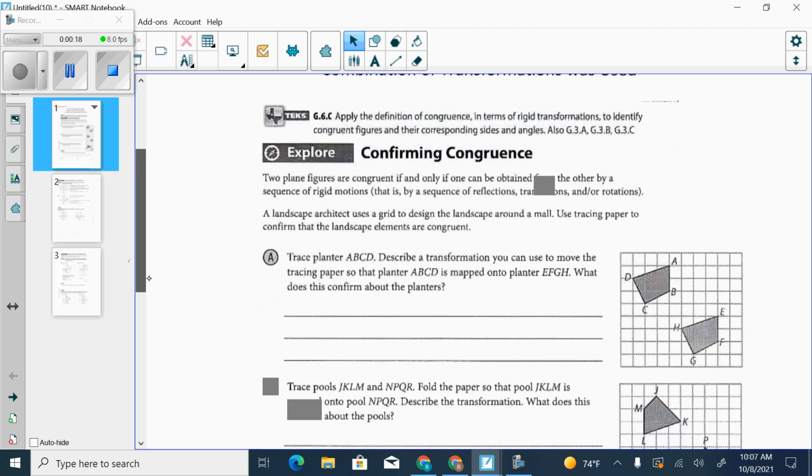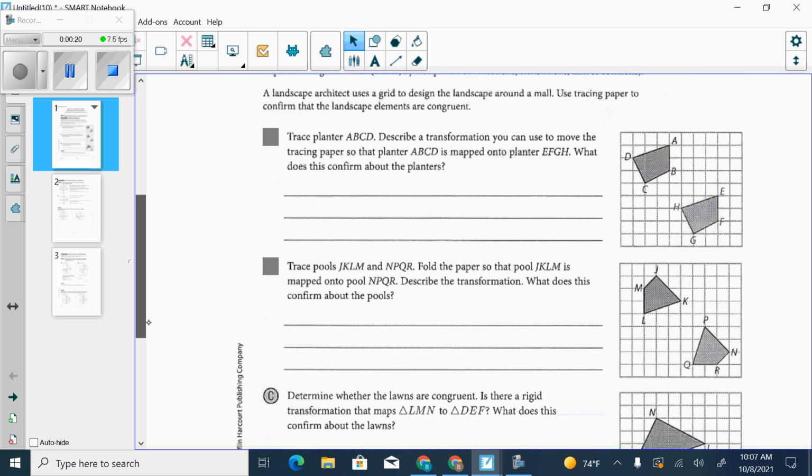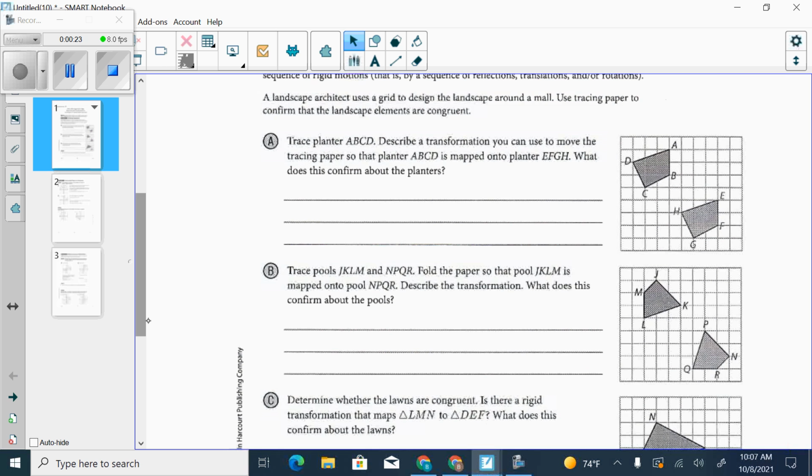Okay? So it says that a landscape architect used a grid to design the landscape around a mall. And they have it over here on some tracing paper to confirm that the landscape elements are congruent. So it says they want us to trace the planter A, B, C, D. Describe a transformation you can use to move the tracing paper so that A, B, C, D is mapped onto E, F, G, H. And what does this confirm about our planters?